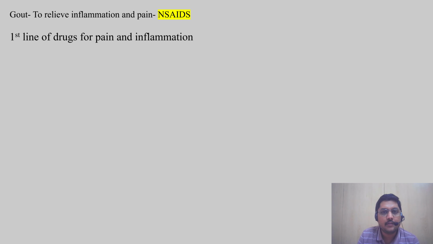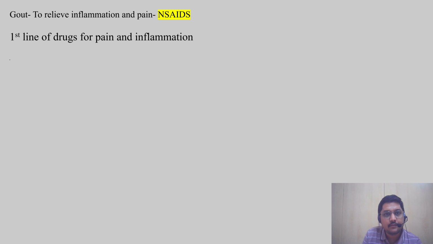In this video, we are going to study first what are the treatment options which we use for the relief of inflammation and pain. For the relief of inflammation and pain, there are three agents. First one is NSAIDs, second one is colchicine, third one is steroids. In this slide, we are studying NSAIDs. What are NSAIDs with respect to gout? NSAIDs are the first line of drugs for pain and inflammation relief in gout.